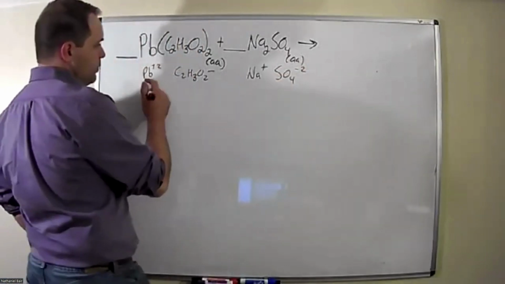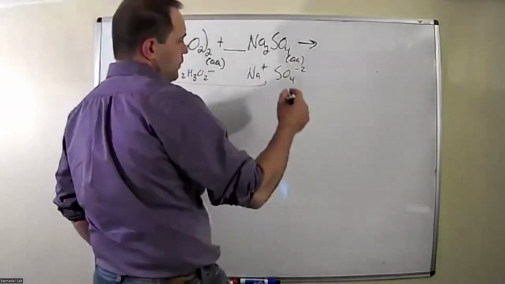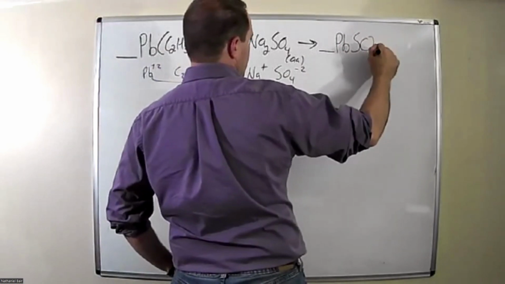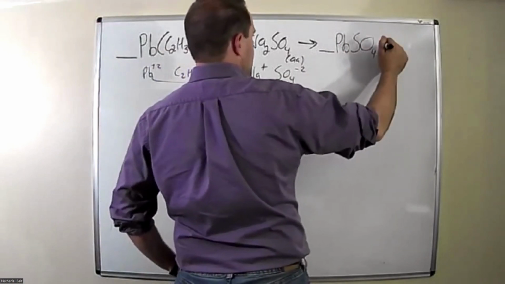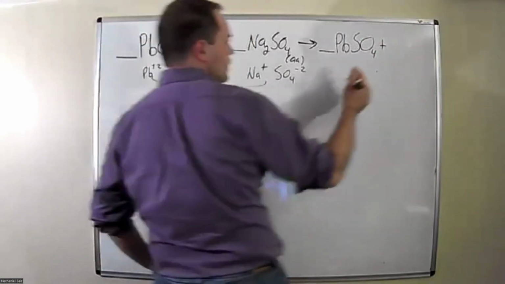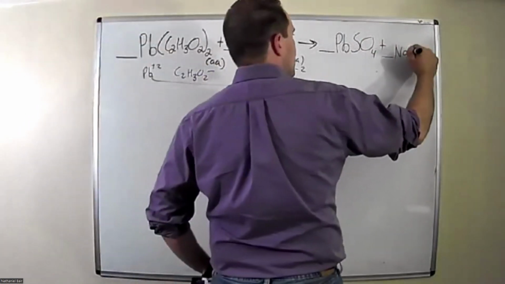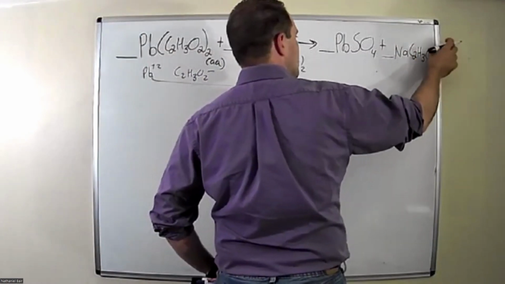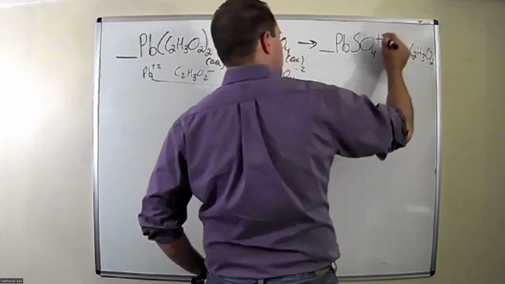So I need to take this lead +2, pair it up with the SO4. They go together great. That's just PbSO4. And then my other product, sodium's +1, acetate's -1. They go together great. I'm out of room. NaC2H3O2, +1 -1. They just went together awesome.